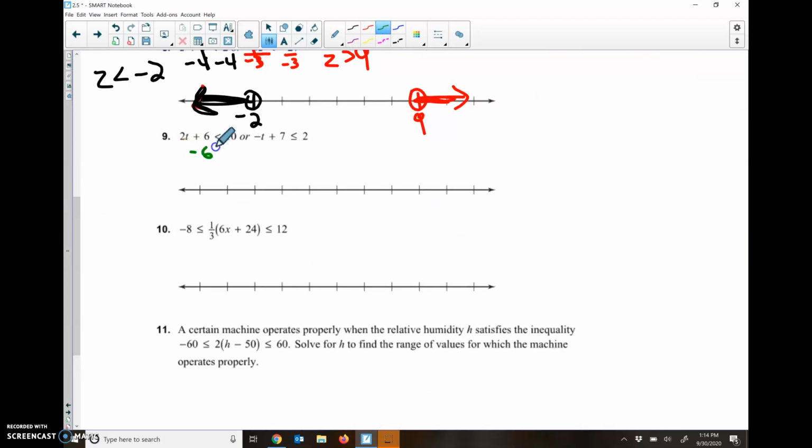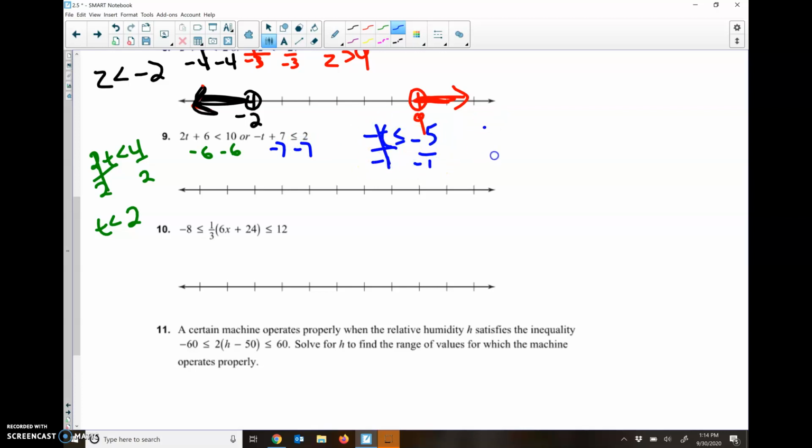All right, let's look at one more OR problem. So here I'm going to subtract 6 from each side. So I got 2t is less than or equal to 4. Divide by 2, divide by 2. So t is less than 2. Then here I'm going to subtract 7 from each side. So I got negative t is less than or equal to negative 5. And I've got to get rid of that negative 1 in front of the t. So I get t is greater than or equal to positive 5.